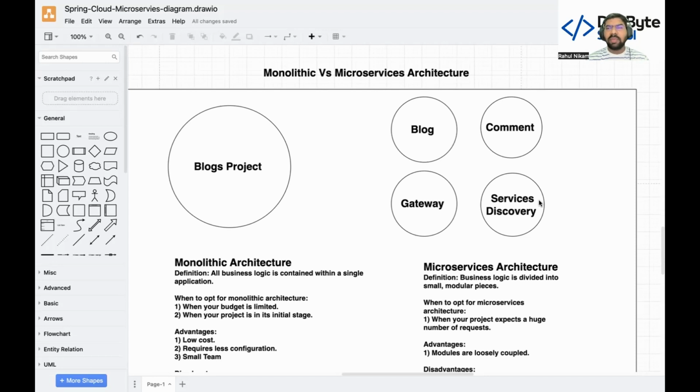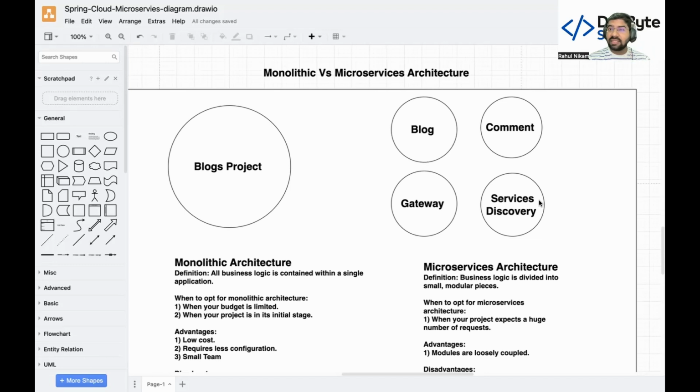But one of the biggest disadvantages of a monolithic project is that all modules of your project are tightly coupled. For example, when you make any changes in the blog module, or any changes in the authentication authorization module, you need to deploy the whole application. So all our components are tightly coupled with each other. This is one of the biggest disadvantages.